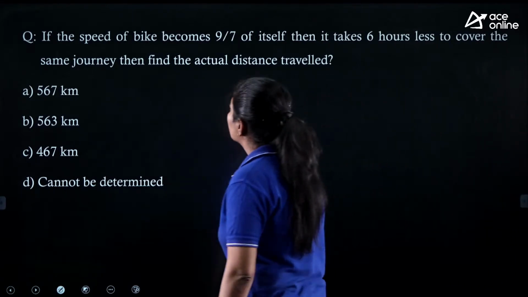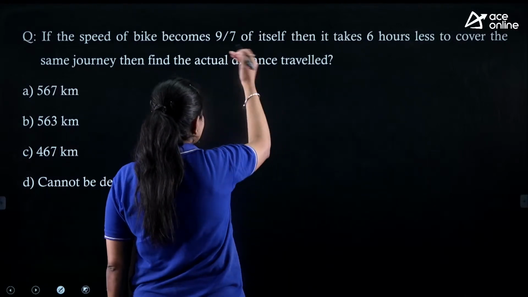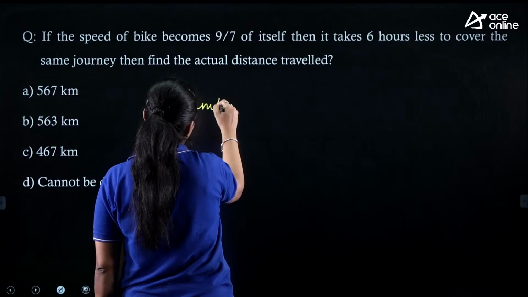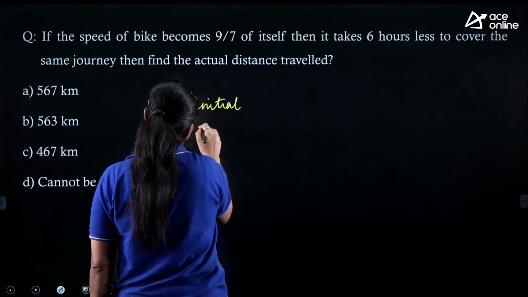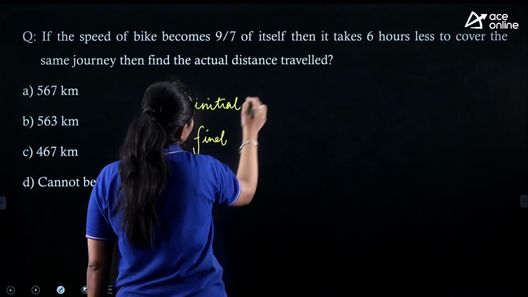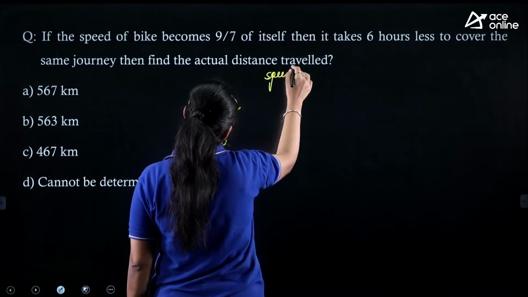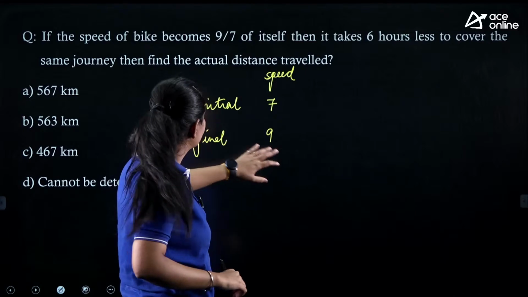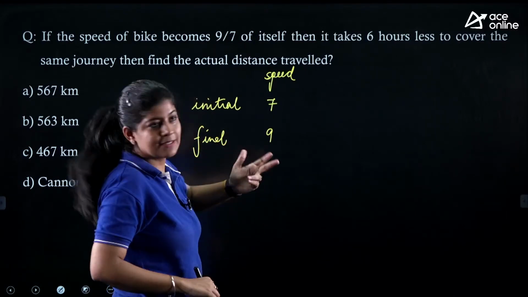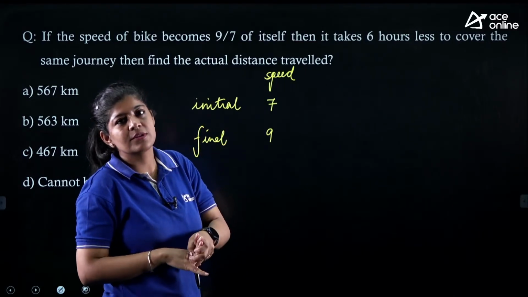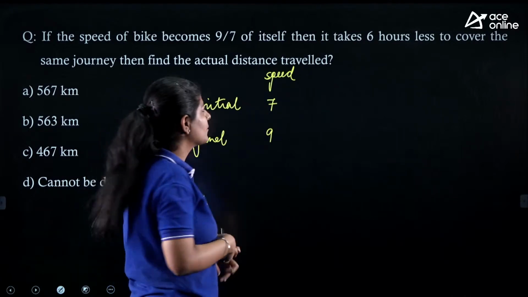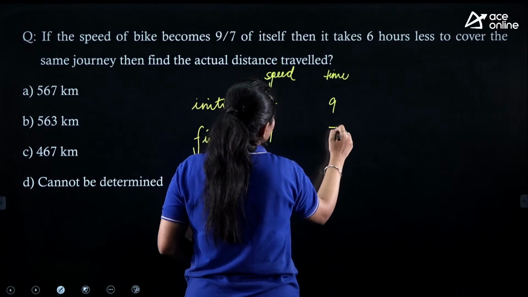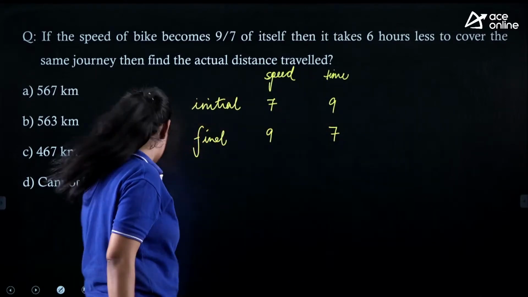Okay, let's see. If the distance of the bike becomes 9/7, we can write down the initial and final ratio of speed. Initially if the speed is 7, it will become 9. 9/7 of its time. As the distance will remain the same, if the distance is constant, speed and time are inversely proportional to each other. So the time ratio that we got over here is 9/7.